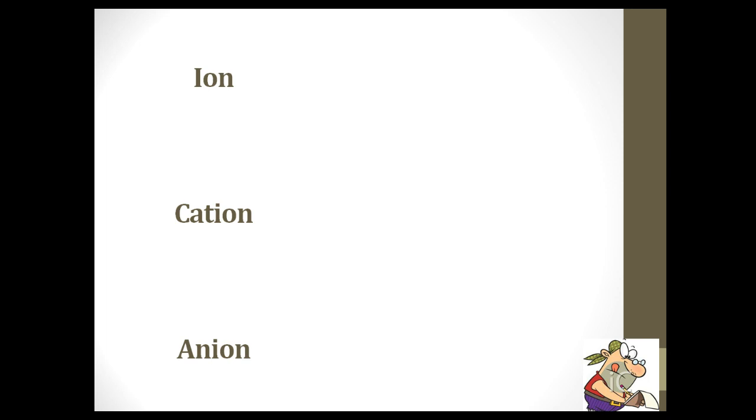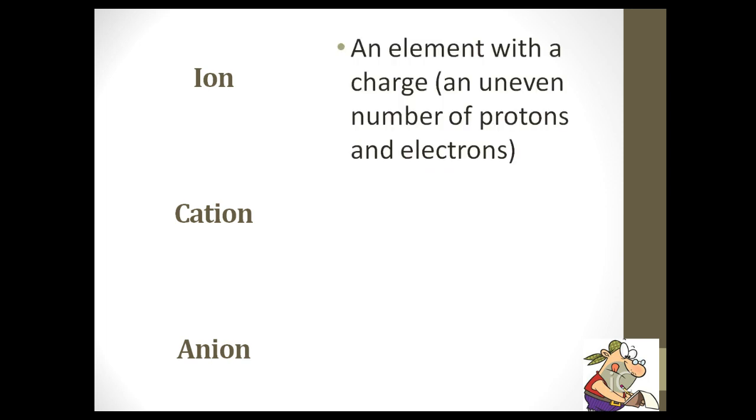An ion, when you hear somebody talking about an ion, is any element with a charge. So it has either lost or gained electrons. It doesn't lose protons, that would change it completely. It either loses electrons or gains electrons. Say you're sodium, normally with 11 protons and 11 electrons. If you lost one electron, then you would now be an ion.